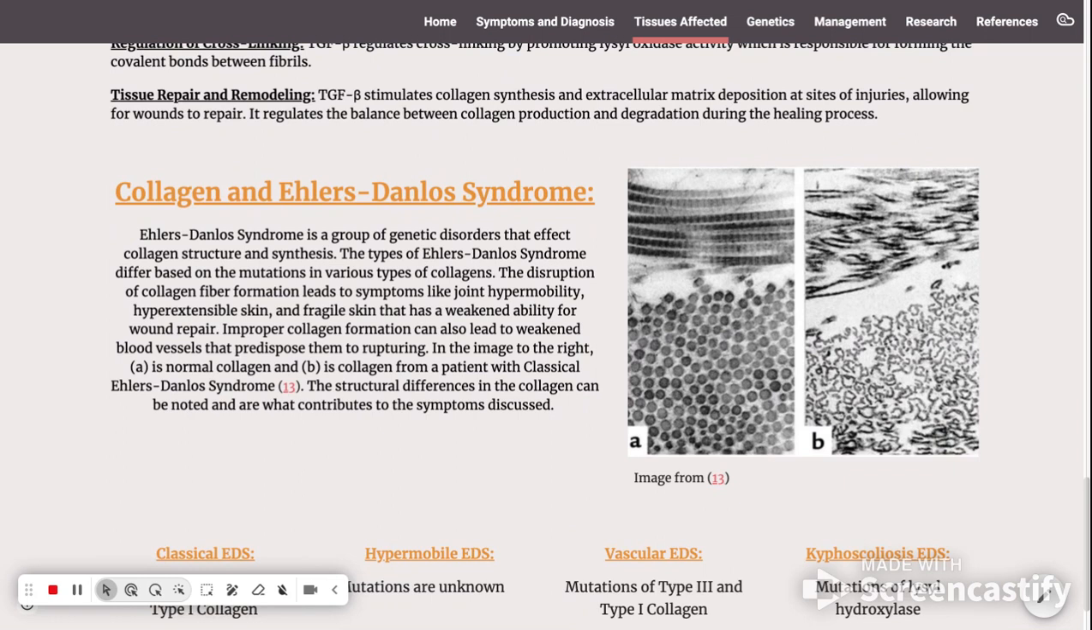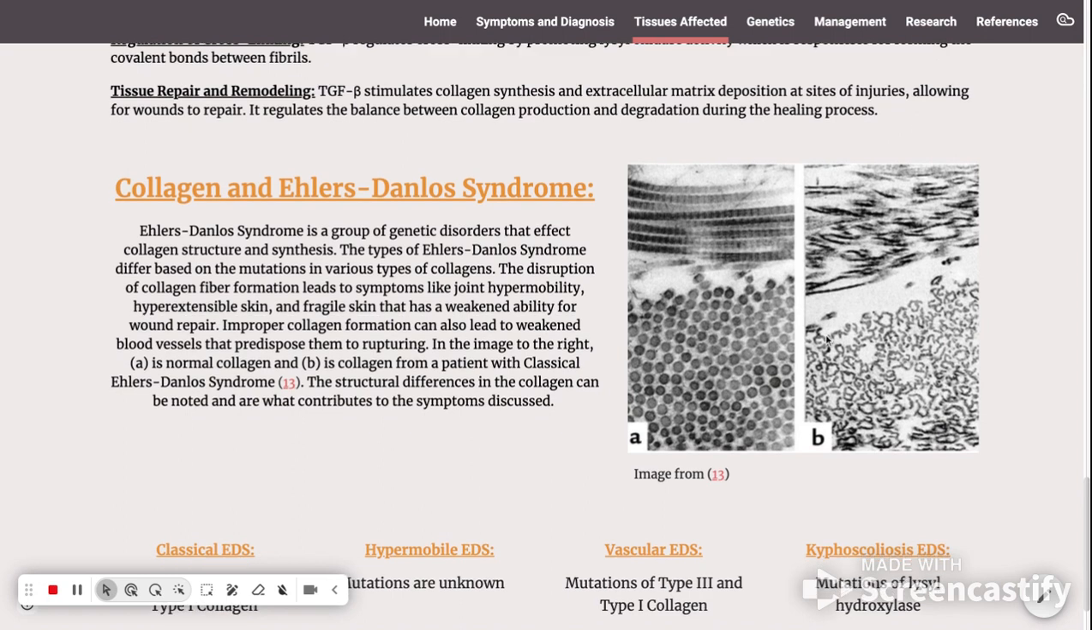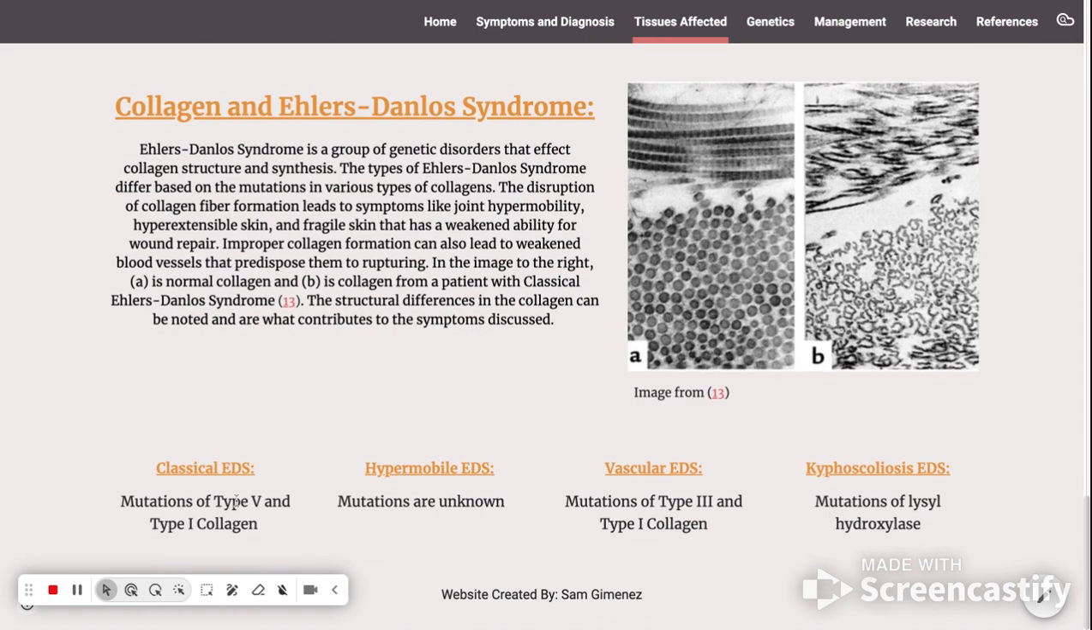In the image to the right here, on this A side, we can see normal collagen formation, and the B side is collagen from a patient with classical Ehlers-Danlos syndrome, and you can see the differences in structure. So for classical Ehlers-Danlos syndrome, it's typically going to be an issue with the type 5 and type 1 collagen. For hypermobile, it's still unknown. For vascular, it'll be the type 3 and type 1 collagen, and for kyphoscoliosis, it's going to be mutation of that lysyl hydroxylase that we discussed.